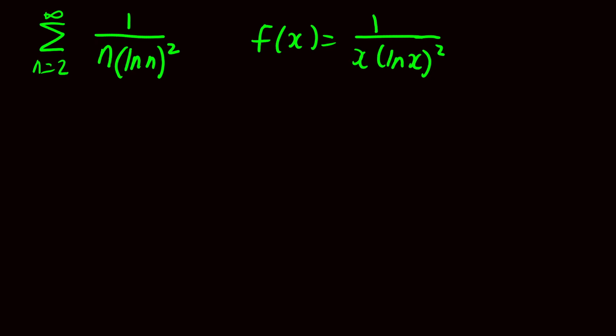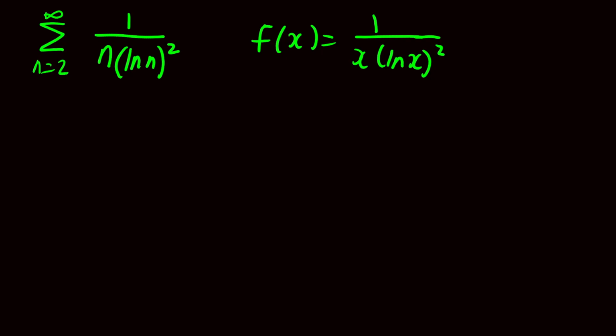Well, it's continuous if the denominator is not equal to 0. Is the denominator ever equal to 0 on our interval? No, right? x can't be 0, and ln x can only be 0 if x equals 1, but we're starting at x equals 2. So our second condition is met.